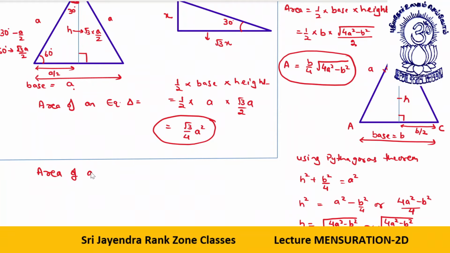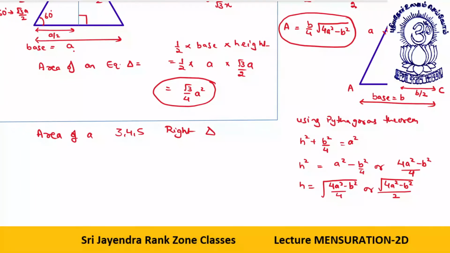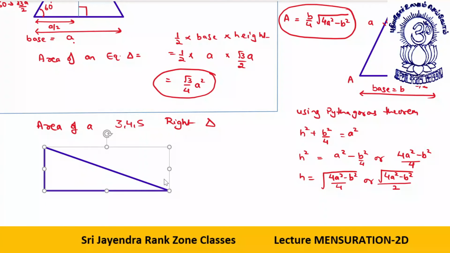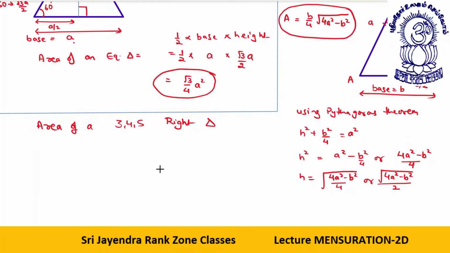Area of a 3, 4, 5 right triangle. Okay, dear students, how to deal with this? See, when I take a 3, 4, 5 right triangle, I just want you to memorize the result. Why? Because this is used frequently, and this is a very basic thing. The moment you see a 3, 4, 5 triangle, this is 3, this is 4, this is a Pythagoras triplet.